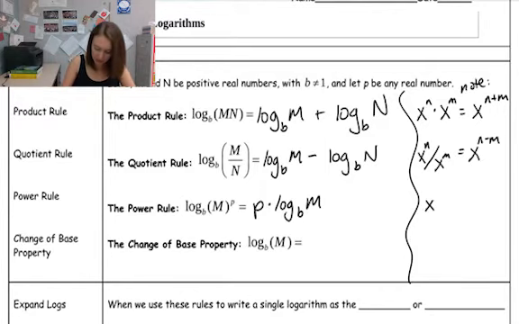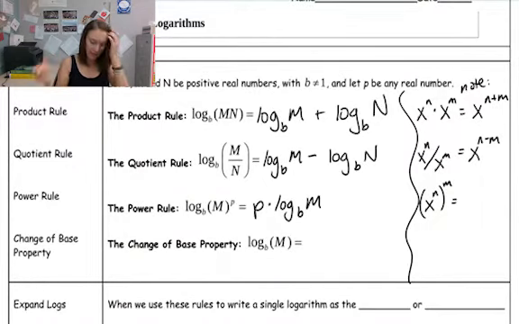Again, this is similar to this rule. When I have x to the n to the m power, I end up multiplying the exponents. So here the p gets multiplied to the log. The log is the exponent. So there's a lot of connections here.